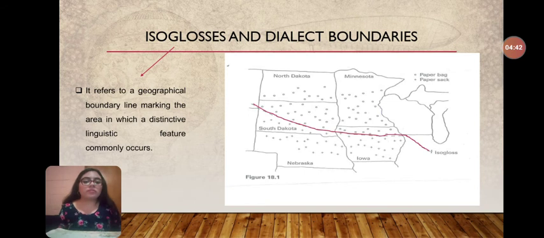For instance, if you look at this picture, you'll find that there are some people that say the word paperback to refer to the object to carry out things from one place to another. And the isogloss, the red line, represents the boundary. Below, you will find that in parts of South Dakota, Nebraska, and Iowa, they say paper sack to refer to the same thing. So, this isogloss represents the boundary between the two areas in which the one linguistic item is used.